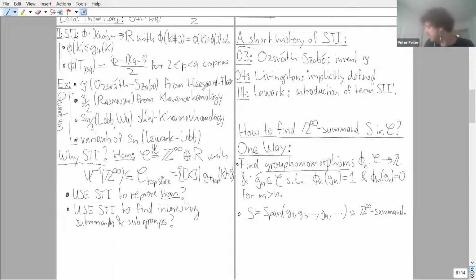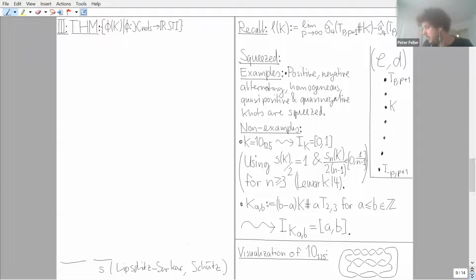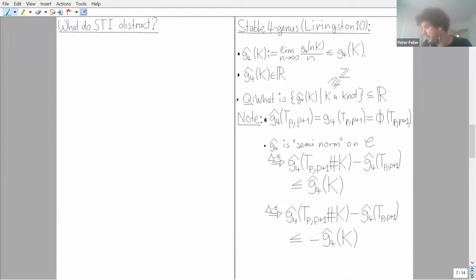Questions about this page? If not, I want to tell you what slice-torus invariants are topologically useful for.